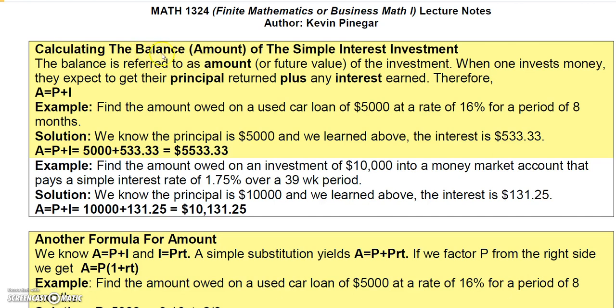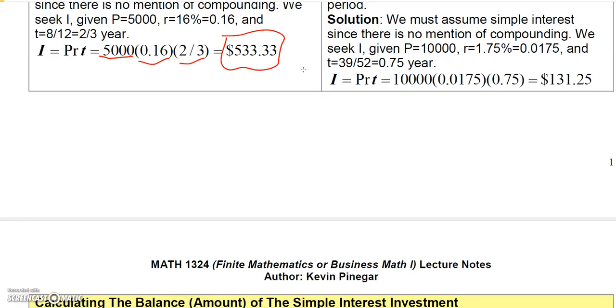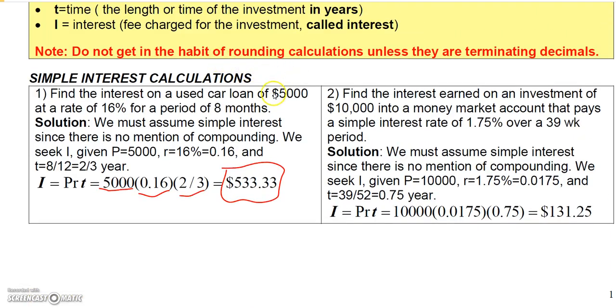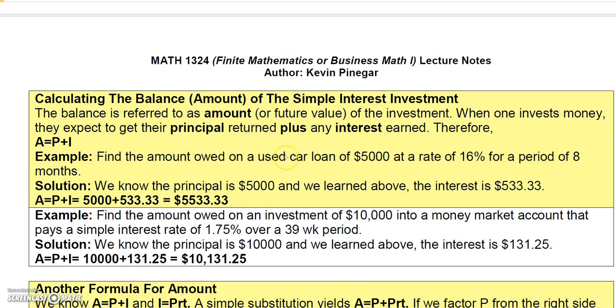In this video, we're going to learn how to calculate the amount. That would be the total amount someone would have to pay back on a simple interest loan or simple interest investment. So the balance is actually referred to as the amount, or it can also be called the future value of the investment. It's called the future value because, for instance, if you go back to the problem that we just discussed, the present value of this investment was $5,000, but the future value of it will be the $5,000 plus the interest, which we'll see is $5,533.33.